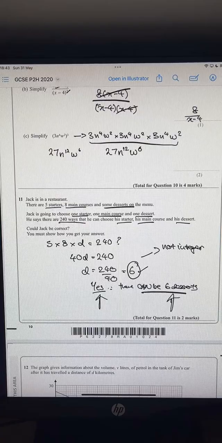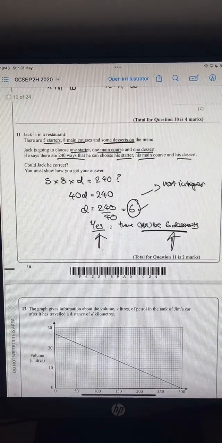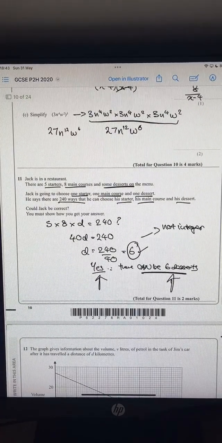All right, this is higher. I am going at a moderate pace, so it's not too fast, but not too slow for everyone, just trying to match everyone's pace. Okay, hopefully that makes sense.